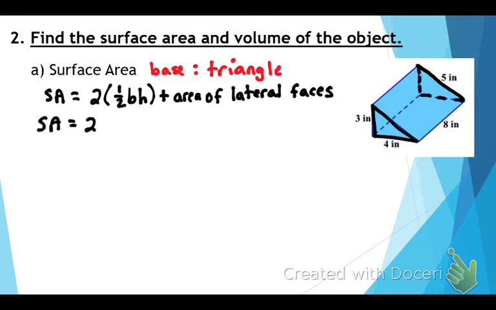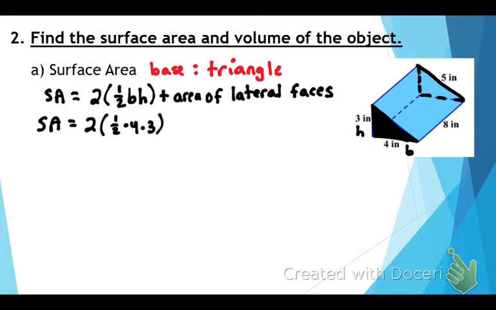All right, so let's start plugging some things in. 2 times 1/2 times base. Let's think about the base just of the triangle. Guys, what's the base of that triangle? It is a 4, and then the height is a 3.